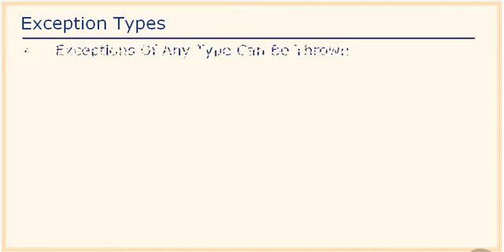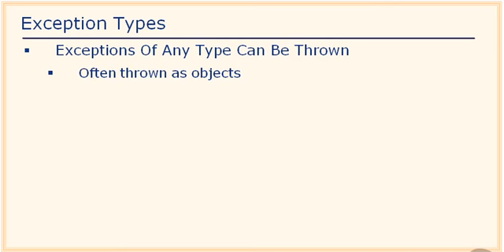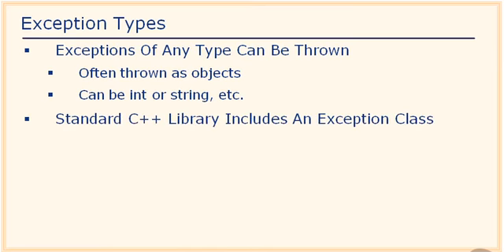Now, without going too deep into the exception classes, I just want to give you a little head start on understanding the various exception types that are built into the C++ standard library. First of all, understand that exceptions of any type can be thrown. They're often thrown as objects, like you're going to see in the standard library of C++, but they can also be thrown as integers or strings or anything, and there are a lot of pretty cool things you can do. I'll show you a couple of things in the examples later in a separate video.